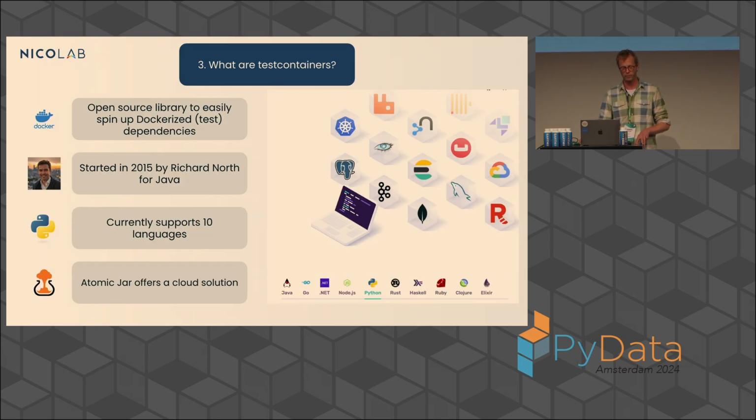So what are they? It really boils down to this: it's an open source library, and you can easily spin up Docker containers that represent your external dependencies. Started in 2015 by Richard North. He started it for Java. I think 10 or even more languages are currently supported, but we'll focus on the Python part. There's also a company that tries to monetize this, but we'll focus on the open source component. It's the one we've been using at Nicolab, and it works fine.